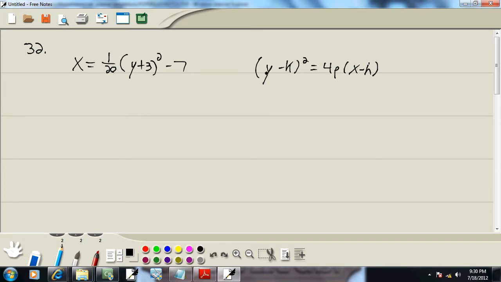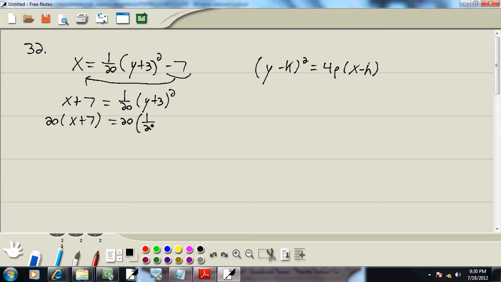It looks like I need the y, and this can be a minus or a plus, by itself. Nothing else, just y plus or minus a number, squared. Part of that's easy. I just take the negative 7 over to the left side. So we've got x plus 7 equals 1/20th (y plus 3) squared, and it's just about by itself. Now if I multiply both sides by 20, we would find these 20s would cancel, and I'd be left with (y plus 3) squared.